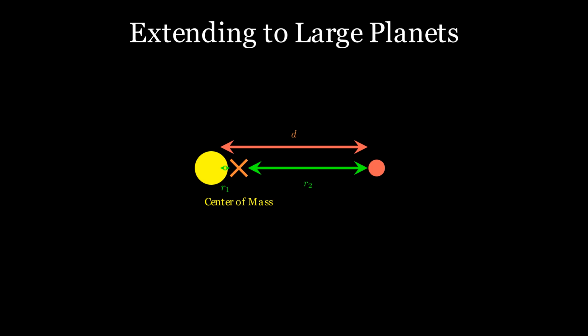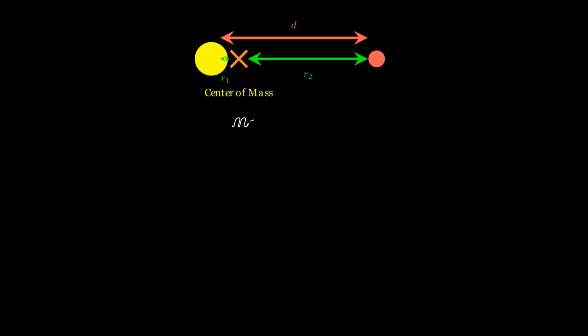Here we have our large planet and its star. The distance between them is d, and the distance for each object from the center of mass is r1 for the star and r2 for the planet. As these two objects orbit their common center of mass, they are in equilibrium, so there is no net moment and no net force on the system. This means that the moment both objects create about the center of mass must be equal.